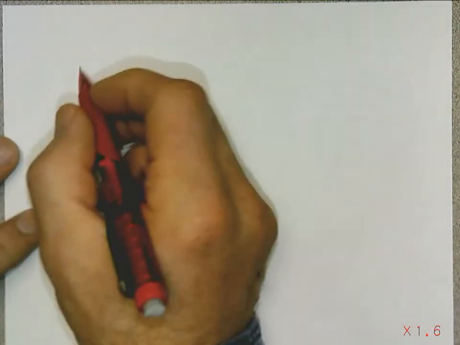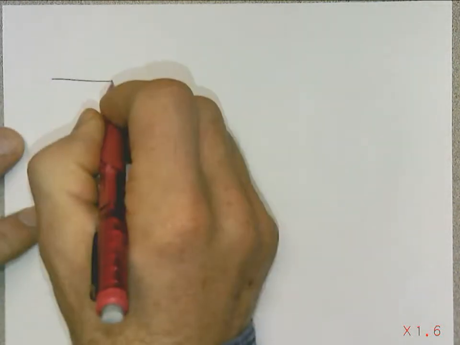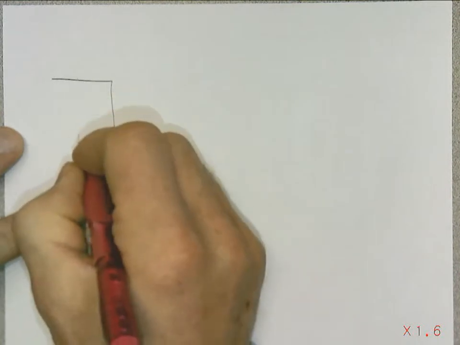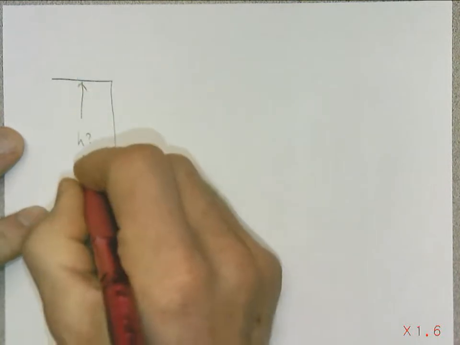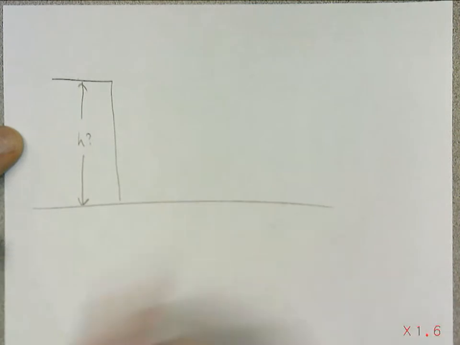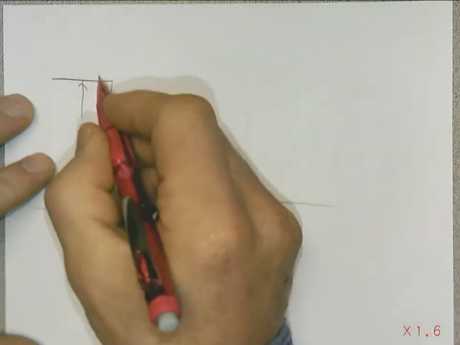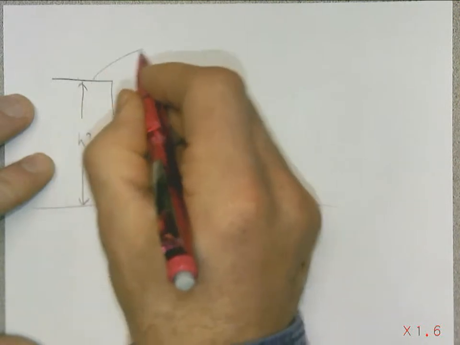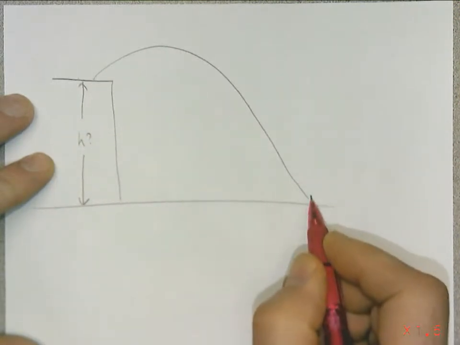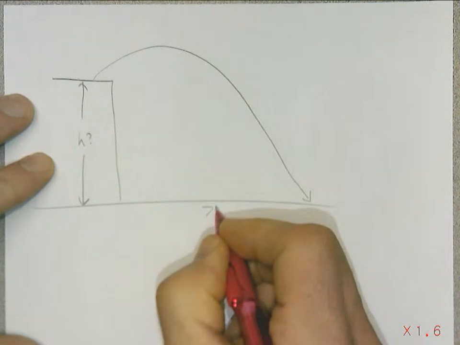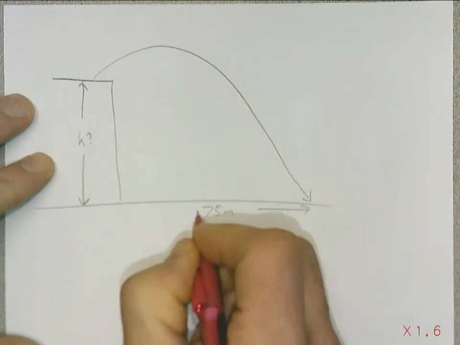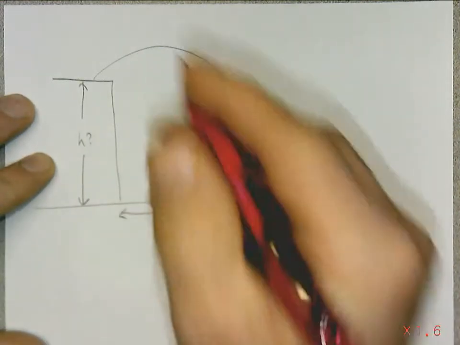This will be projectile problem number 3 from worksheet number 2. We have a building whose height is unknown. In fact, that's what we're trying to find. What information is given? The information is that a projectile, a ball, is kicked off of here and it lands 75 meters away. That's nice information to have.